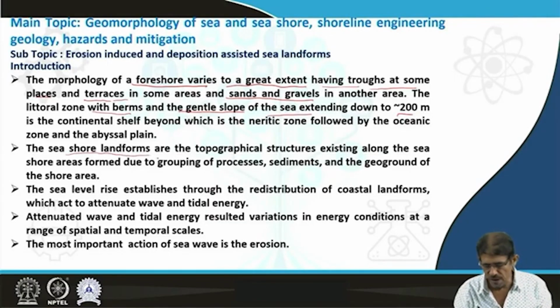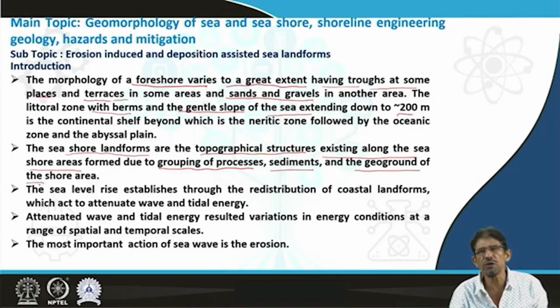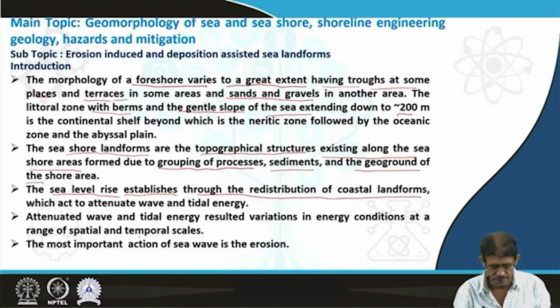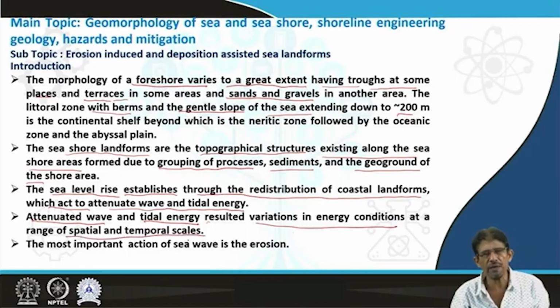The seashore landforms are the topographical structures or features existing along the seashore area or coastal area, formed due to a combination of processes, sediments, and the characteristics of geo-grounds present in the seashore area. Sea level rise establishes the redistribution of coastal landforms which act to attenuate waves and tidal energy, resulting in various types of activities related to waves. The attenuated waves and tidal energy ultimately result in variation in energy condition at a range of spatial and temporal scales.